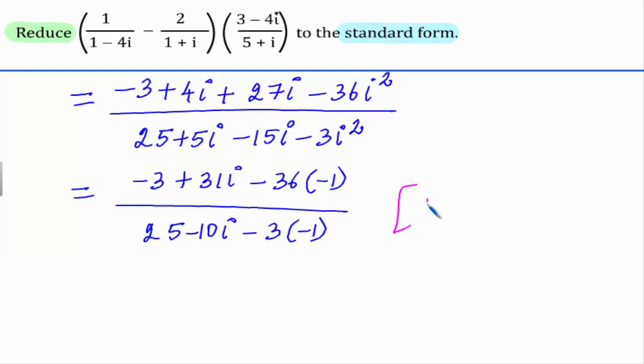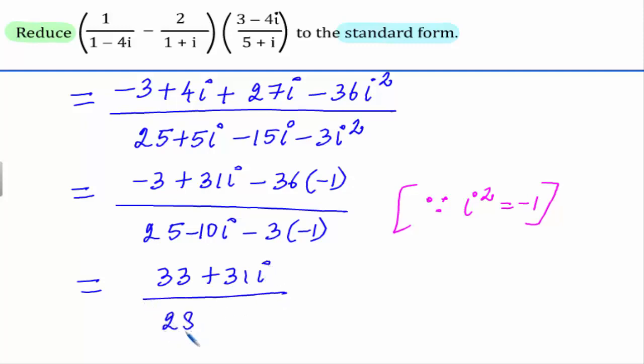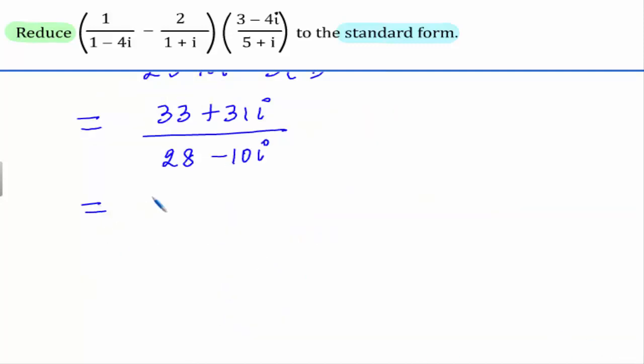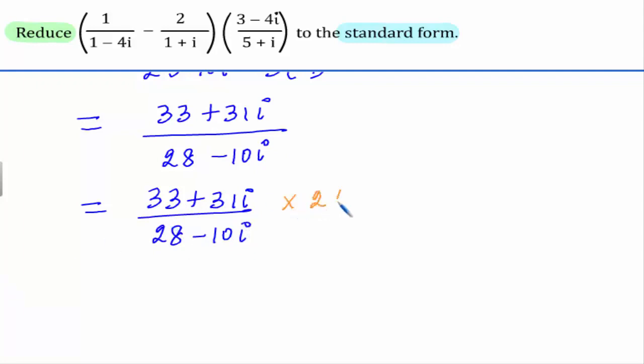The reason is i square is equal to minus 1. So this will be equal to 33 plus 31i divided by 28 minus 10i. Now we need to write this expression in the standard form, that is in the form of a plus ib. For that, we are going to multiply the numerator and the denominator of this complex number by the conjugate of the denominator, that is by 28 plus 10i.